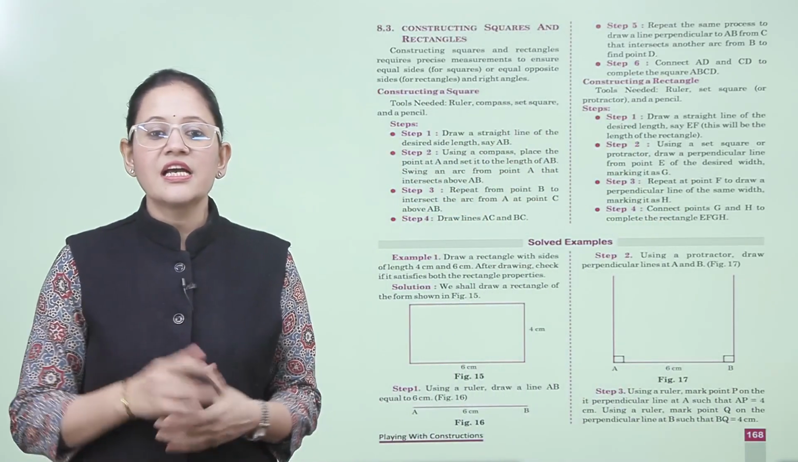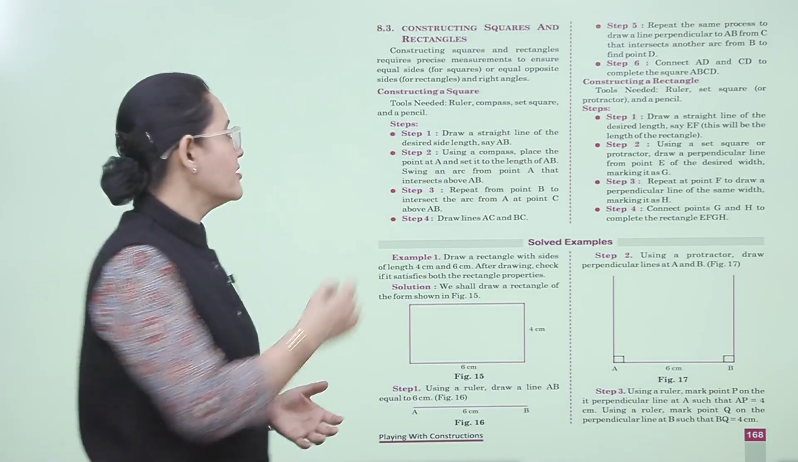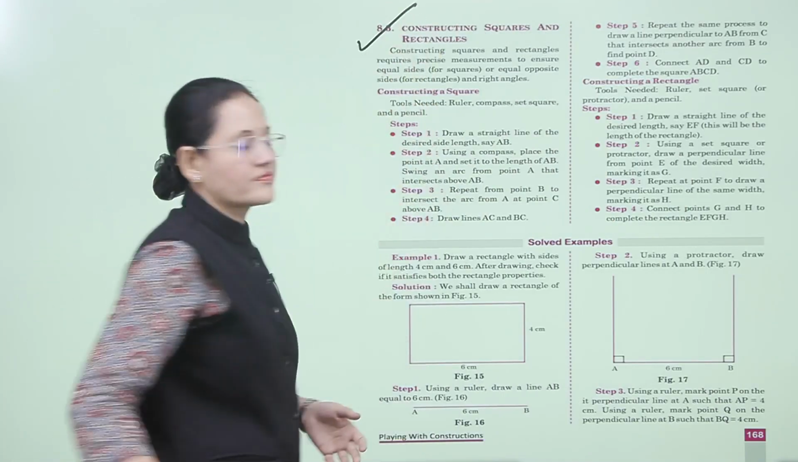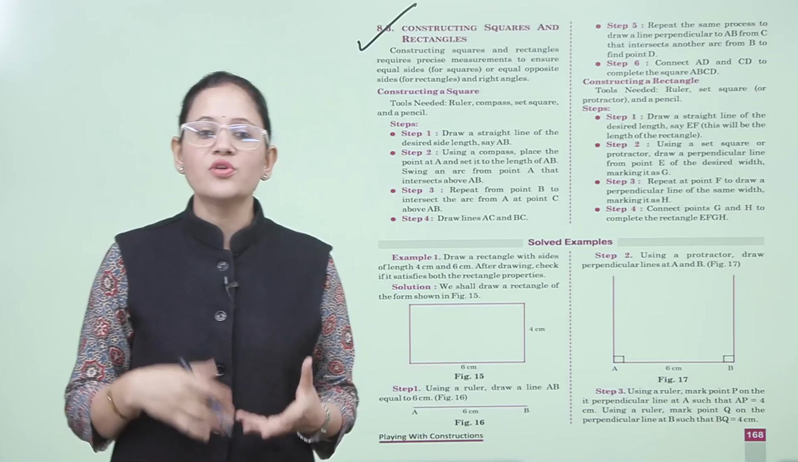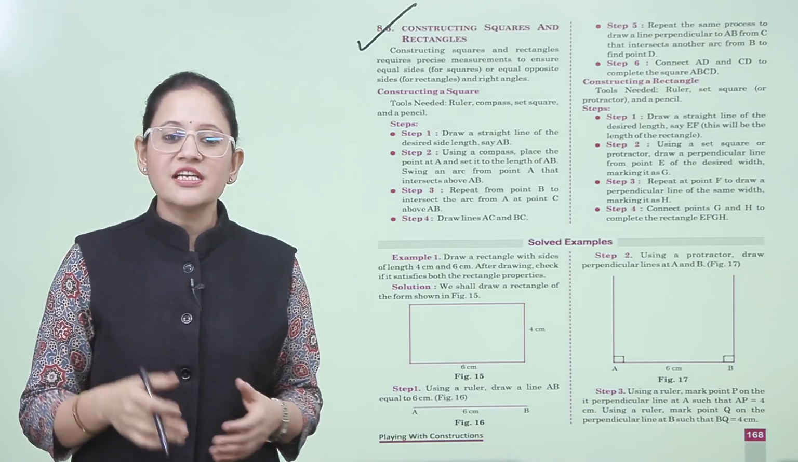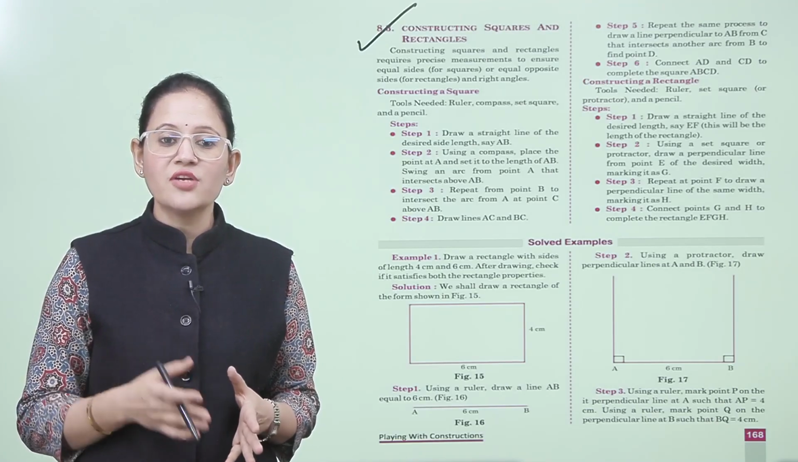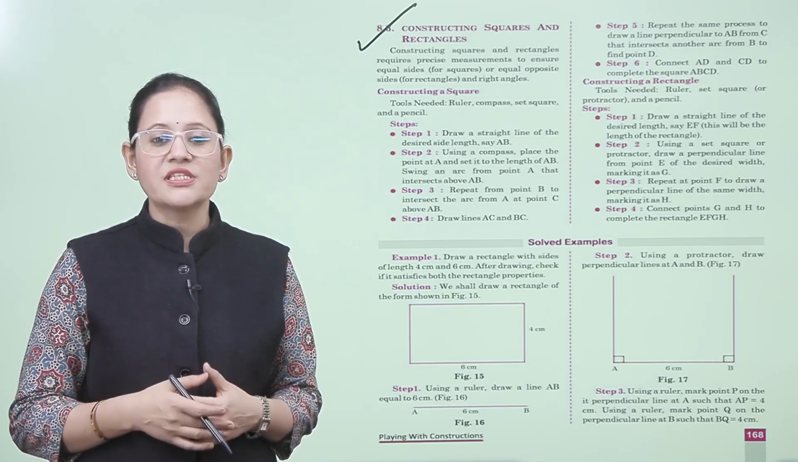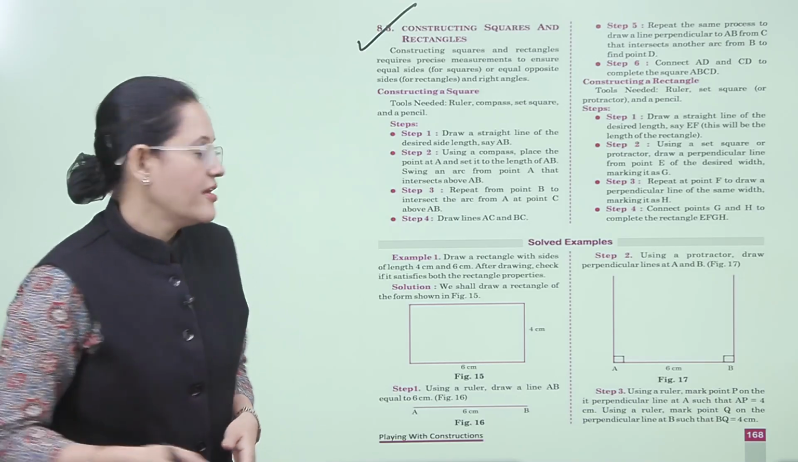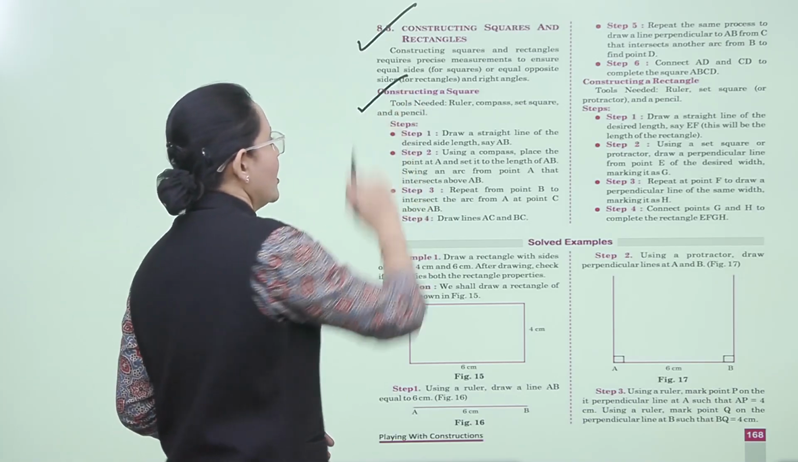Next is construction: square and rectangle. Now we learn how to construct squares and rectangles. Constructing squares and rectangles requires precise measurement to ensure equal sides, or equal opposite sides, and right angles. Now see how we can construct a square.